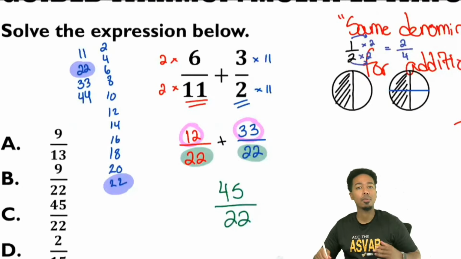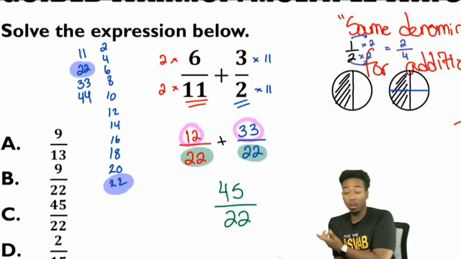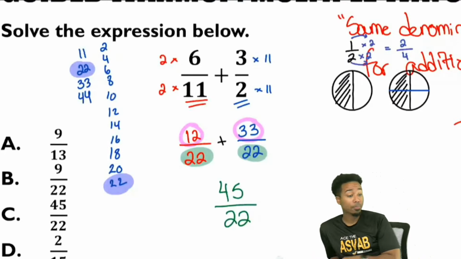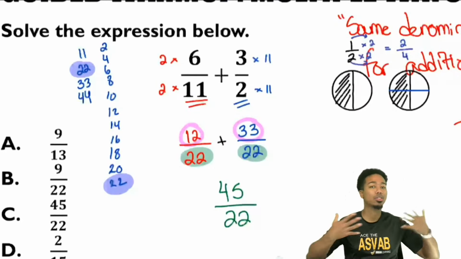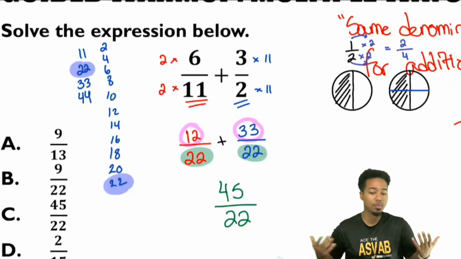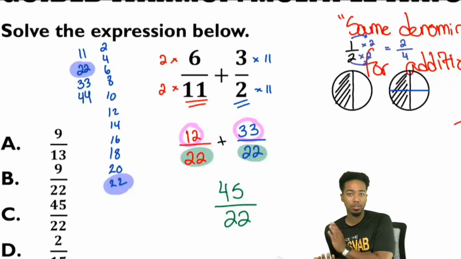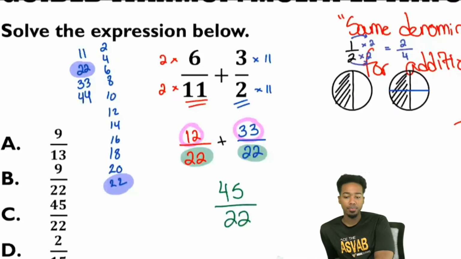Because if you think about it, everybody, you're saying, hey, I got 12 out of 22 slices that my box holds. Here we got 33 out of 22 slices. That doesn't make sense, but whatever. And then we add those together, and we were basically saying, hey, we got 45 out of the 22 slices in a box. So we definitely have more than one box.